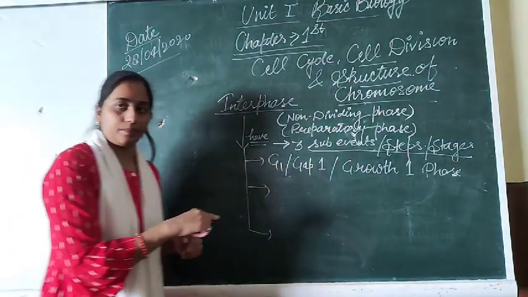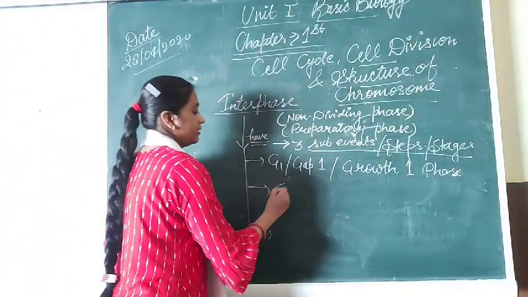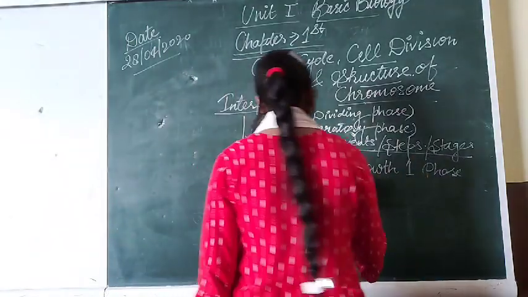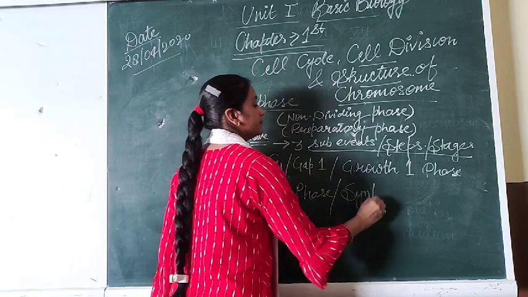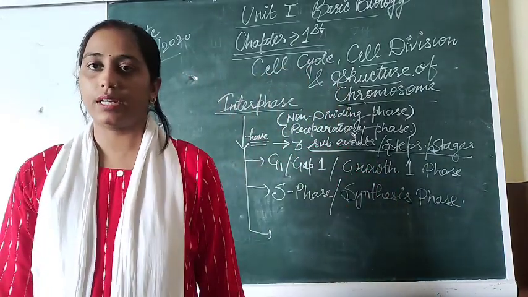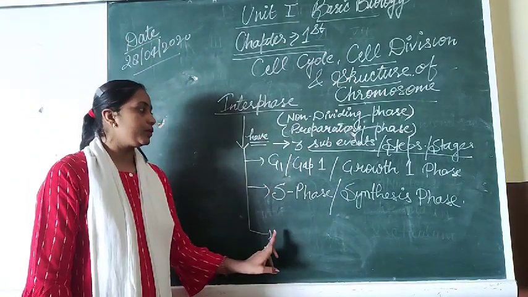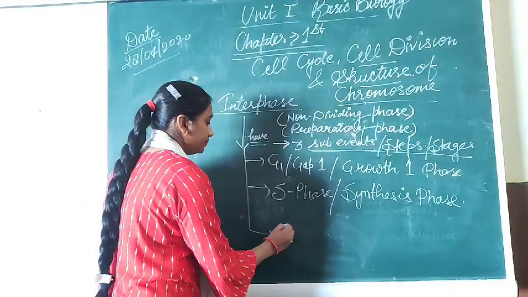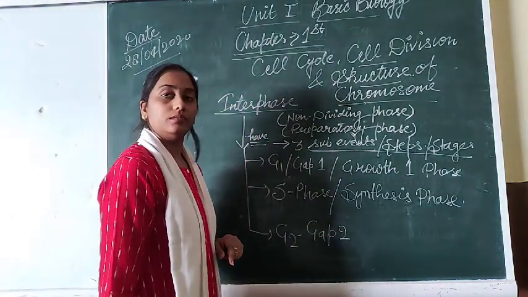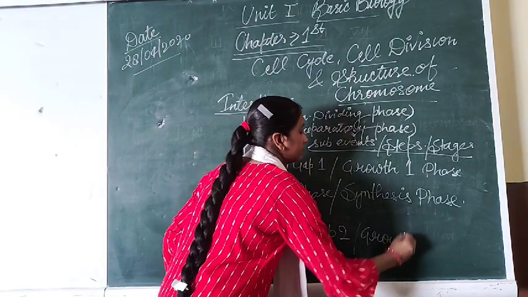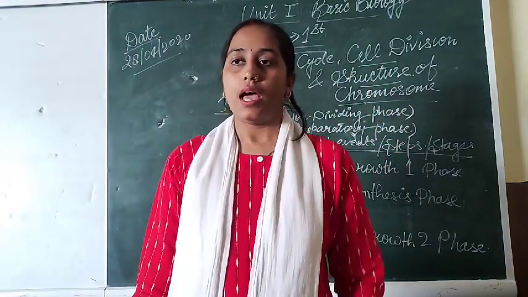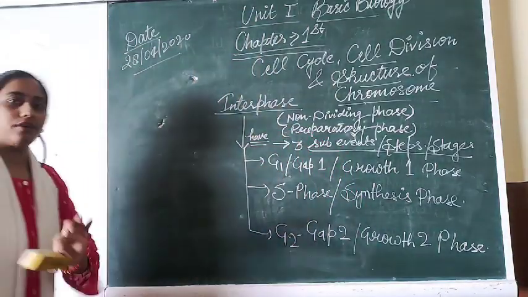If we talk about the second step of interphase, it has S phase. S means synthesis phase, right? And let's come towards the third stage, that is G2, or we can say gap second. This is growth second phase, right? Let's understand this interphase with the help of diagram.